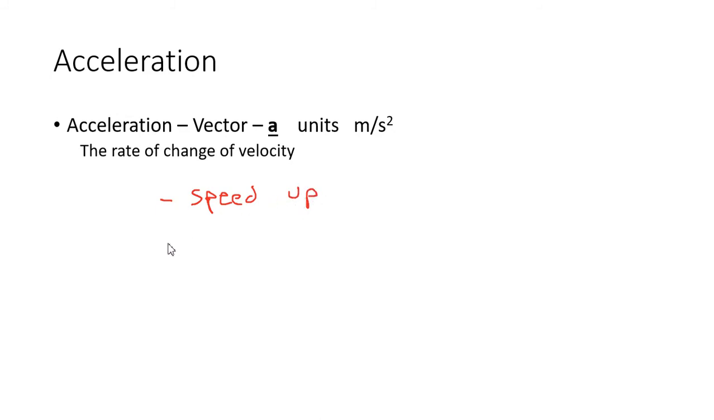That is a form of acceleration. The other thing that I could do is slow down. I could step on the brake, I can go up a hill, I could take my foot off the gas. All of these things will cause me to slow down. So both of these are forms of acceleration.